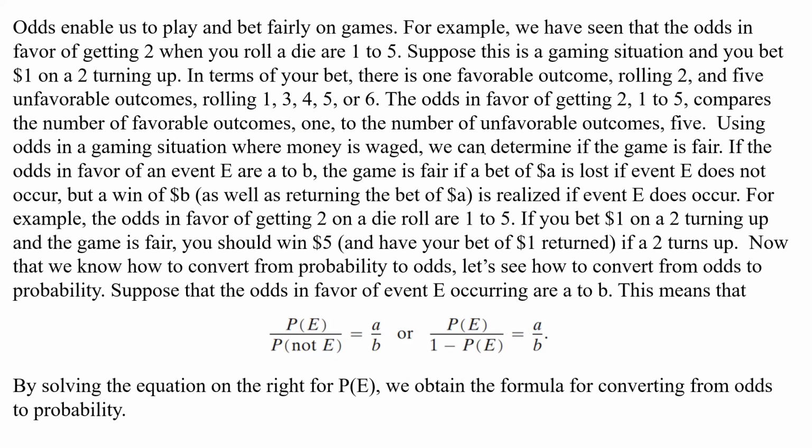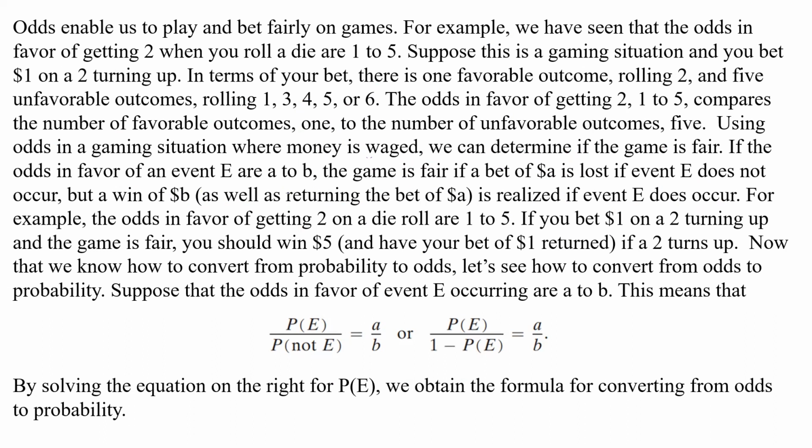Now, using the odds in a gaming situation where money is wagered, we can determine if the game is fair. If the odds in favor of an event are A to B, so again, if we have like a 1 to 5 or a 5 to 1, the game is fair if a bet of $A is lost if event E does not occur, but a win of $B as well as returning the bet of $A is realized if the event E does occur.